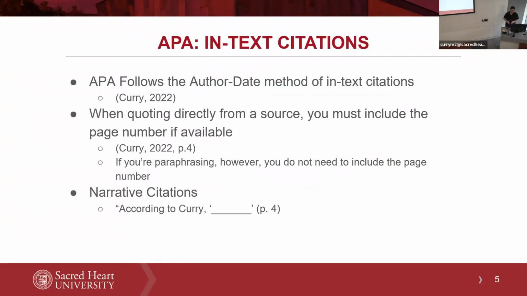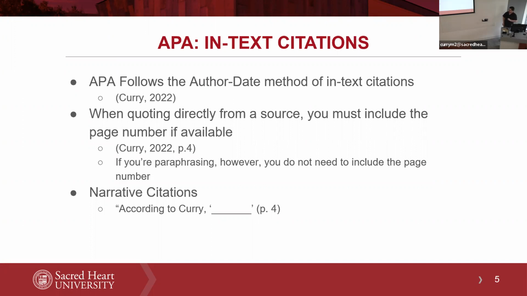All right, let's move on to how APA tackles in-text citations. And again, like MLA, APA uses the same basic author-date format. So put the author's last name, then you put the date of the source. Now, one key difference between APA and MLA is that when quoting directly from a source in APA, you must include the page number if available. So here you can see I've done an example, my last name, the year, and the page. Now, if you're paraphrasing, however, so again, if you're summarizing something from a source, you don't need to include the page number.